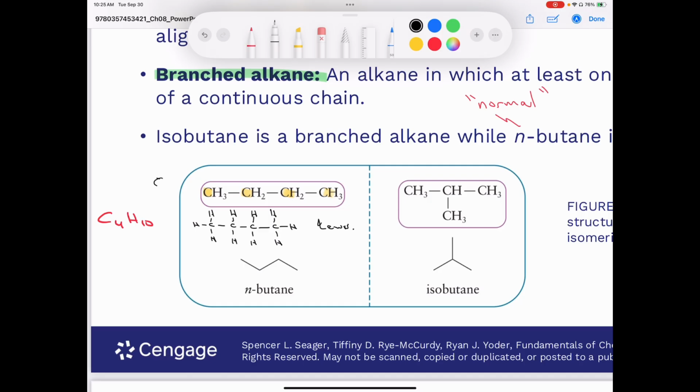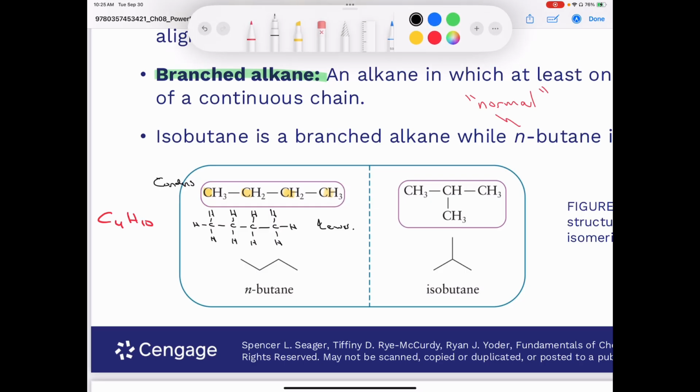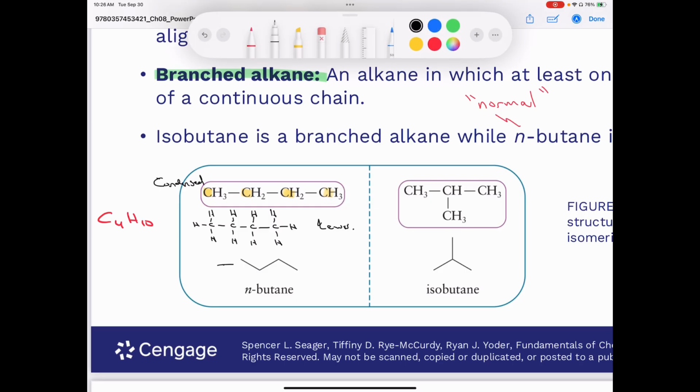This is our condensed structure. And then this is our bond line structure, or sometimes it's called a skeletal structure. The bond line structure or the skeletal structure is actually the industry standard in drawing organic molecules. So let me just get rid of this Lewis structure and I'll give you some more background on drawing a bond line structure.